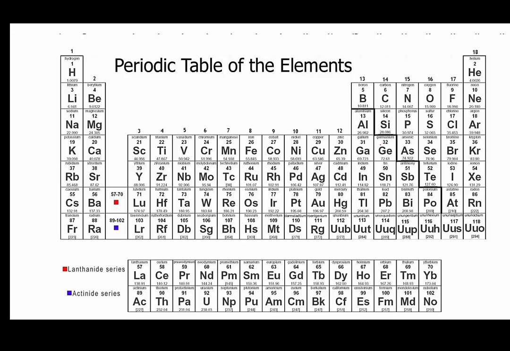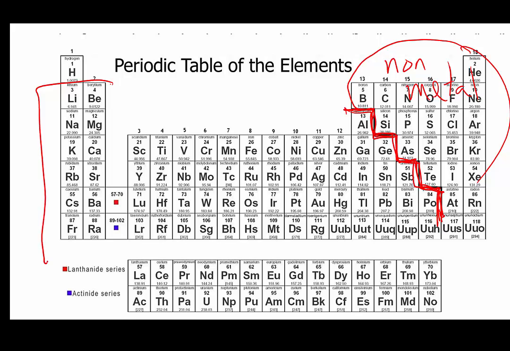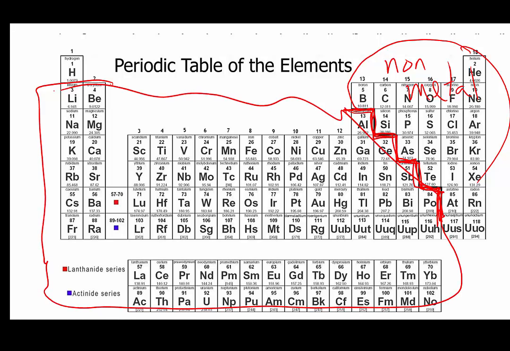Oh, okay. Well, on your periodic table, you should put a line like this, if there isn't already a line there. That is the line that separates the metals from the nonmetals. Everything here is a nonmetal. Everything over here is a metal.